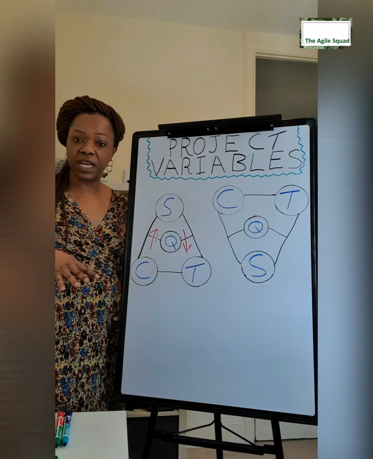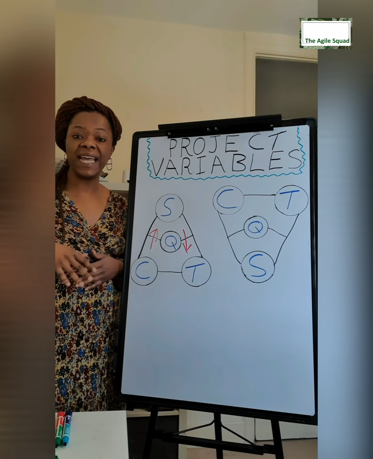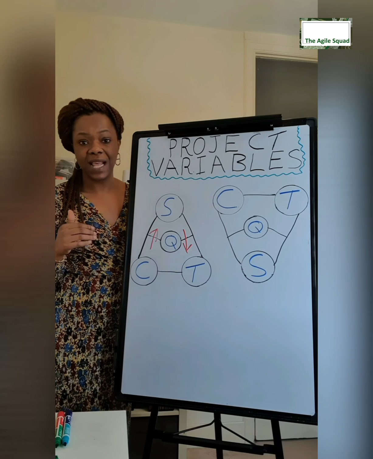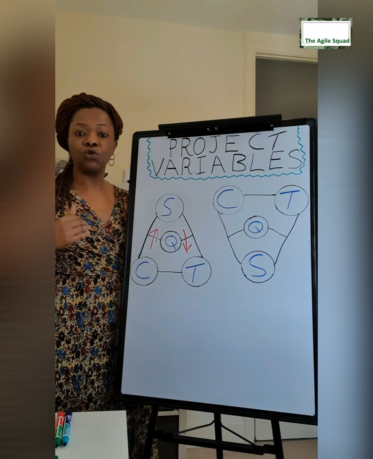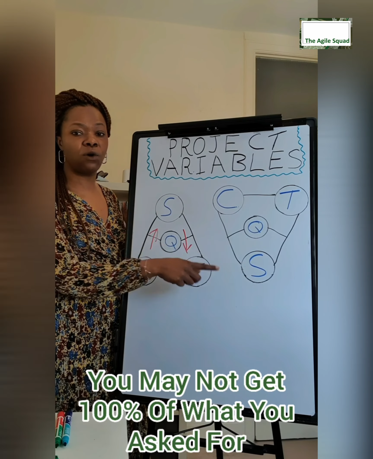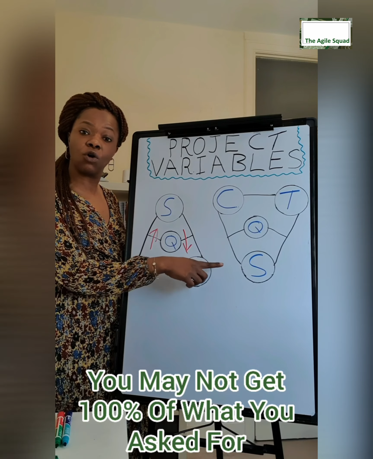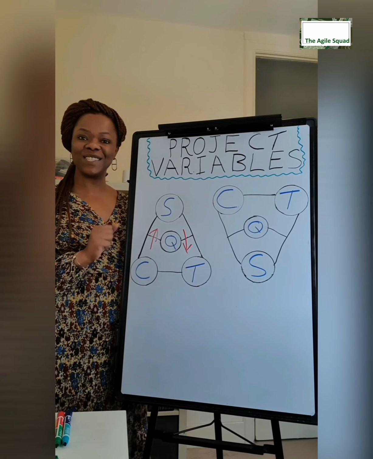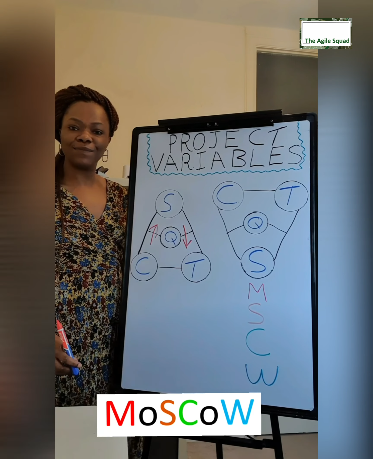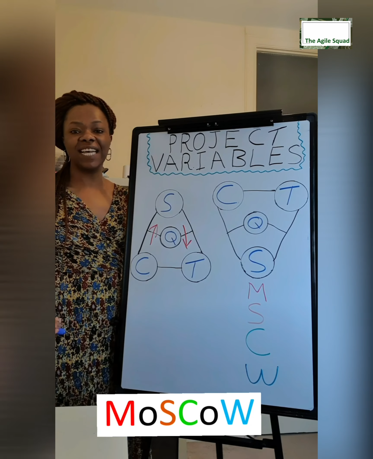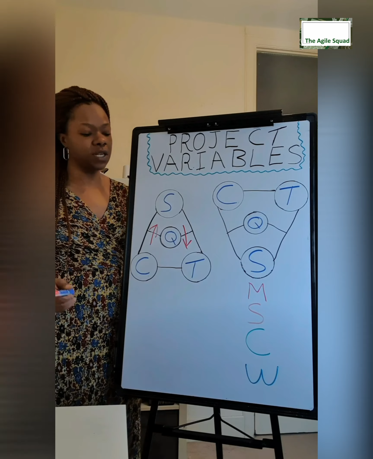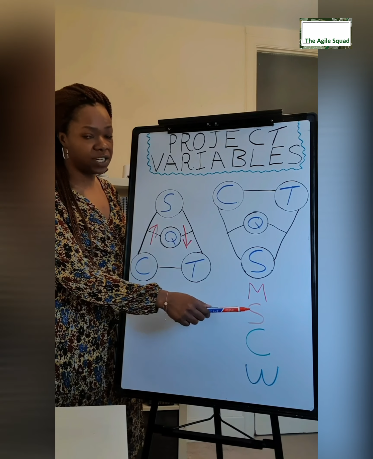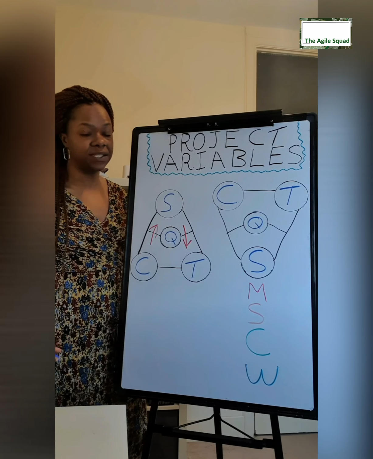In an Agile project, now here's the kicker. The main difference with an Agile project and a traditional project is you may not get 100% of what you've asked for because we flex the scope. By flex, I mean prioritize. It's that time, you guys. Moscow. And here's Moscow. Moscow is a prioritization technique that is widely used, and it stands for must have, should have, could have, and won't have this time.